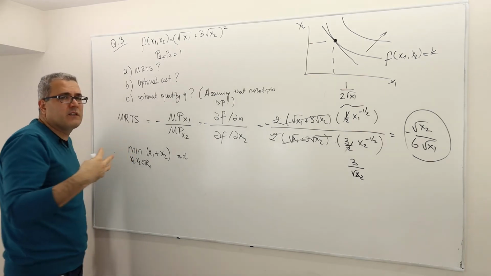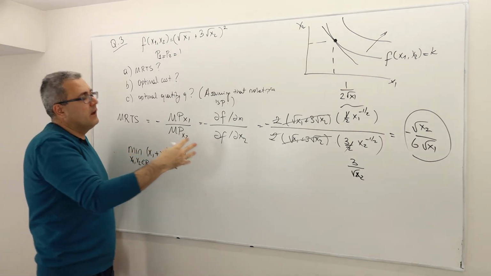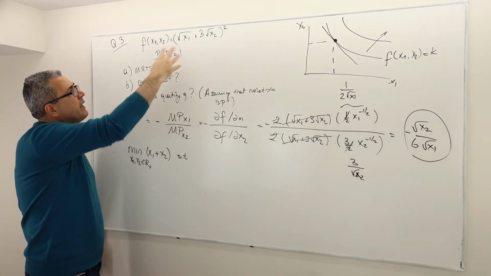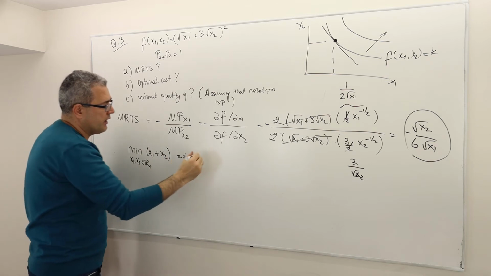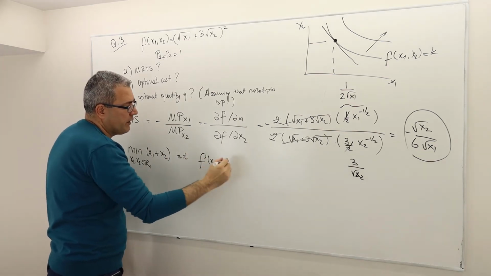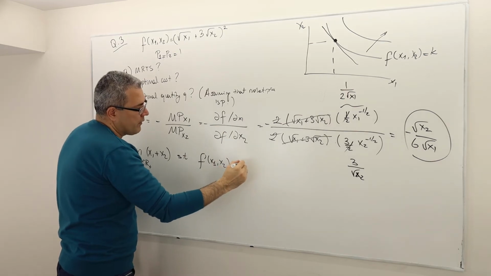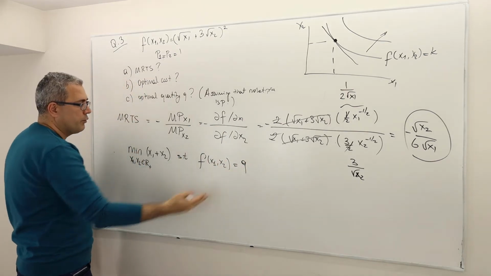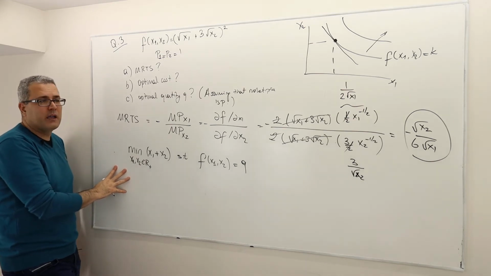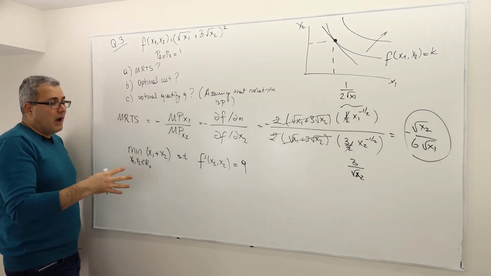I cannot produce as much as I want because I have a limited technology, and this limited technology is given by this constraint: F of x1, x2 is equal to q. I would like to produce q units of output. So this is the optimization problem I need to solve. How can I do that?